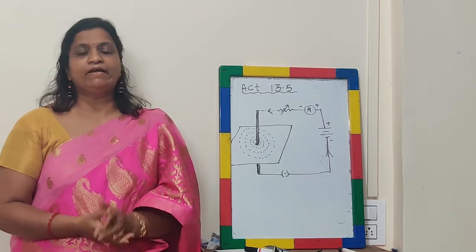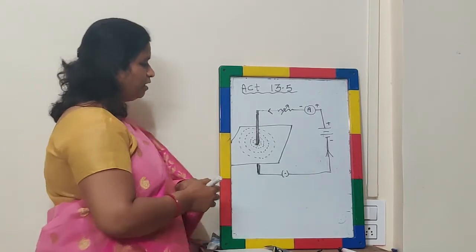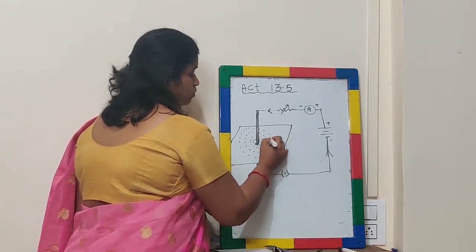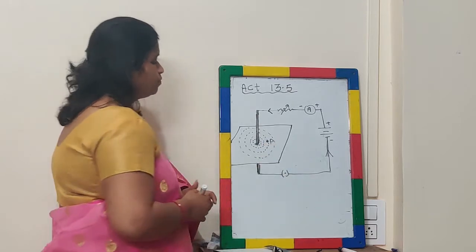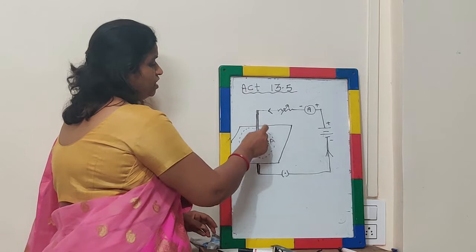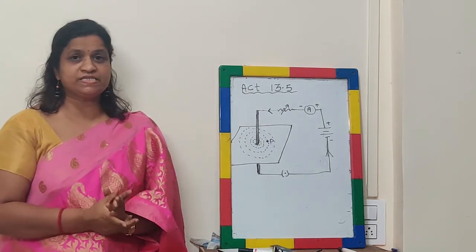Now how will we know that the magnetic field is more there? For that we have to do one thing. At any point, suppose there is a point P, at this point we are going to put a compass and check its deflection. How much deflection is present there?